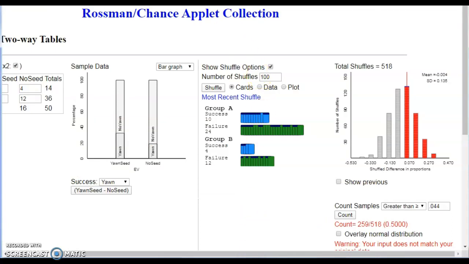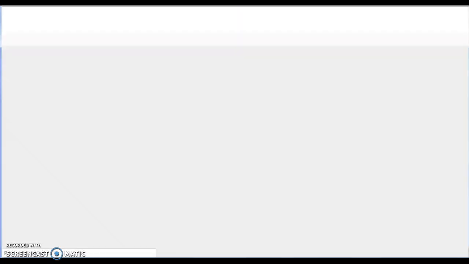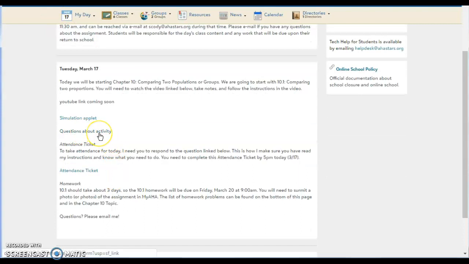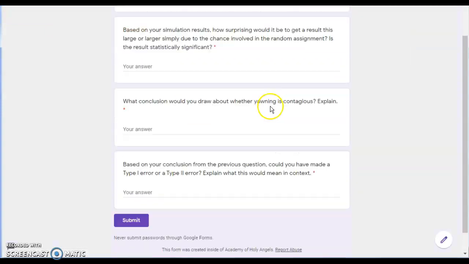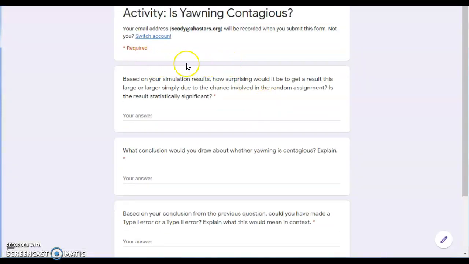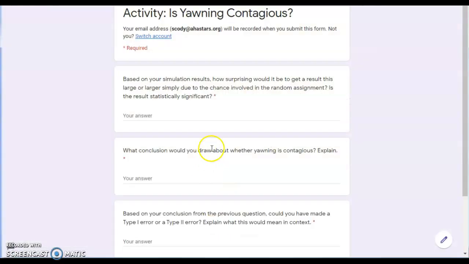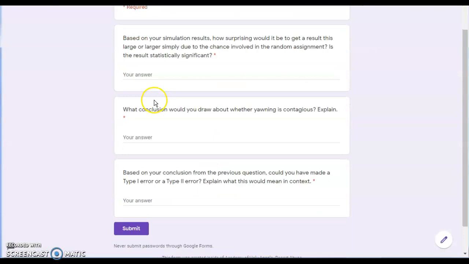Then you're going to go back to my AHA page, and you can see there are questions about the activity. If you click on that link, it'll bring you to a document. Actually, I'm going to add a question here where you type in the percent you got. So I got, what was it, 50%, I think. I'll type that in here, but then I'm going to answer these questions.